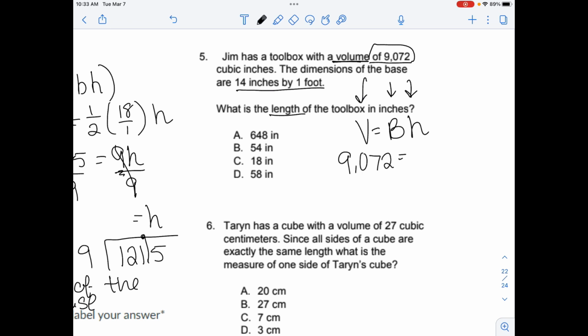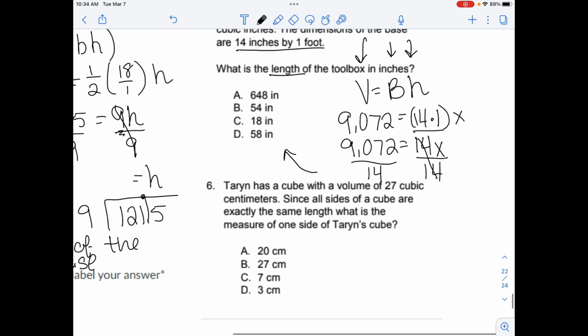So my volume is 9,072 equals 14 times 1. And I'm just going to put X because we're looking for the length, or I could put L. Well, I know 14 times 1 is 14. So I have 9,072 equals 14x. So I'm going to divide each side by 14. Then I have 9,072 divided by 14, which will give me my answer.